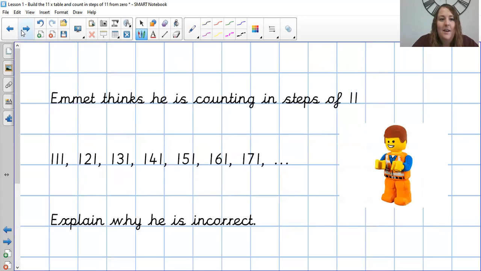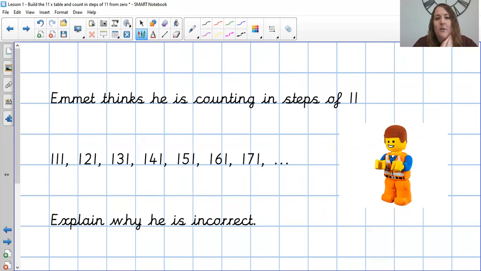Okay. We are going to go on to our Emmett problem then. So Emmett thinks he is counting in steps of 11. 111, 121, 131, 141, 151, 161, 171. Why is he incorrect? Can you explain why he's incorrect? Again, pause the video here if you need.